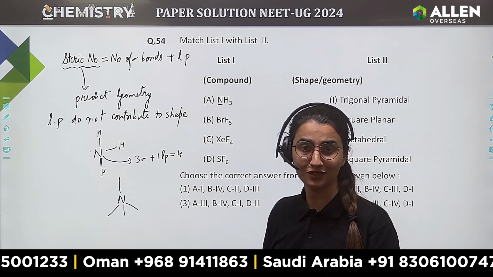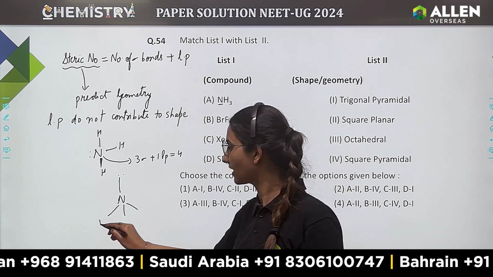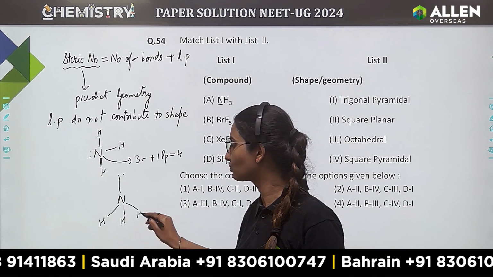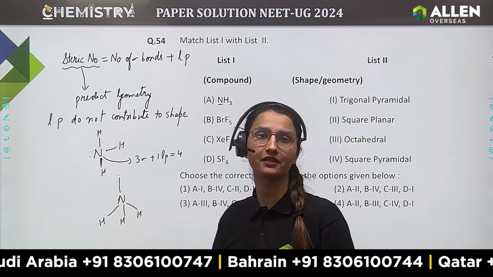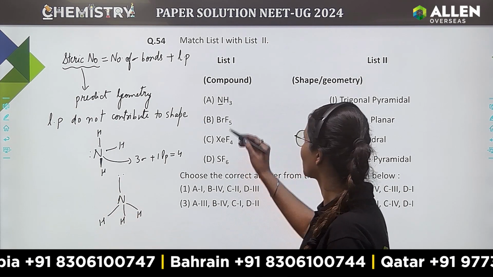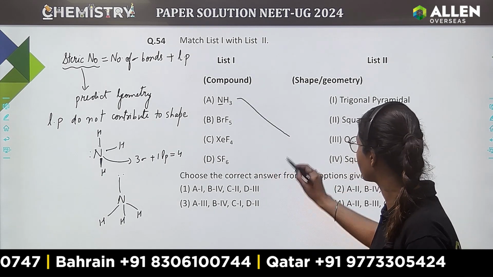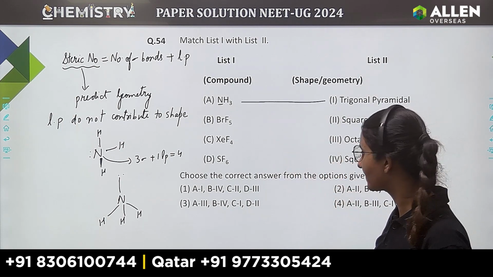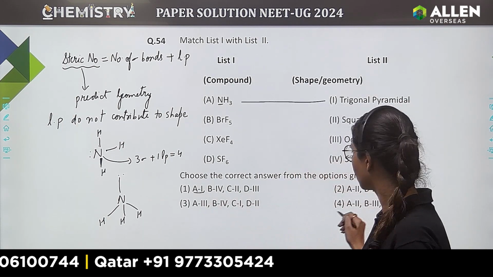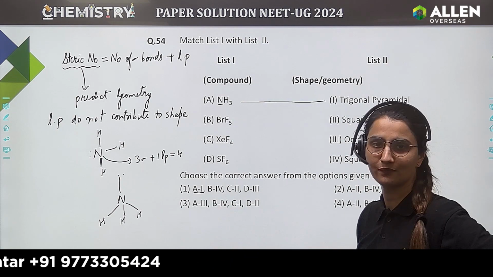But as I mentioned, lone pair don't account for shape, right? So if you exclude lone pair, dear students, what shape do we get? We get this pyramidal shape. So what is the answer for NH3? It is this trigonal pyramidal. So where is that? Only in option 1. Oh wow. Let's check the rest too.